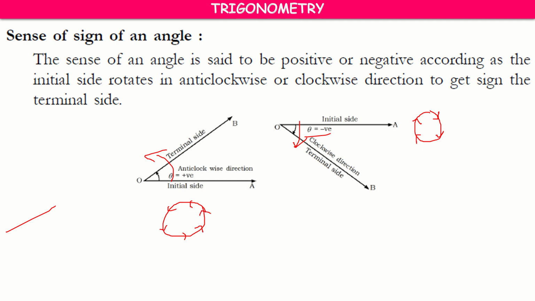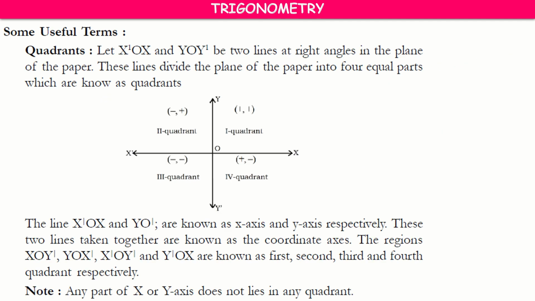Arrows are like this. Okay, if the rotation is what? Anti-clockwise. If the rotation is anti-clockwise, the angle formed is positive. If the rotation is clockwise, the angle formed is negative. If the rotation is anti-clockwise, the angle formed is positive. Understand?